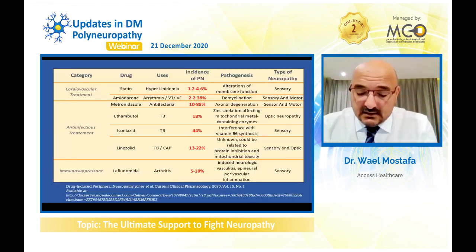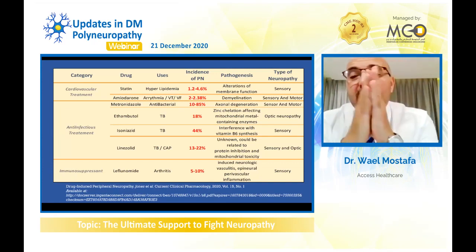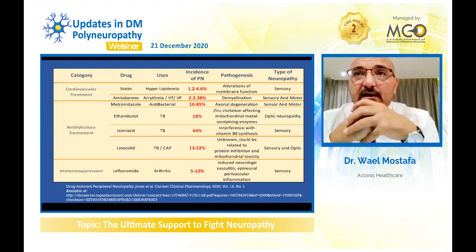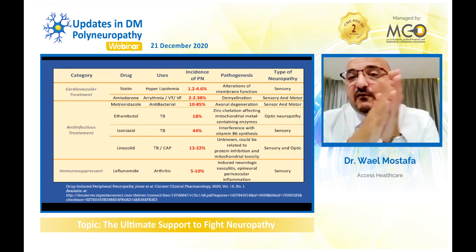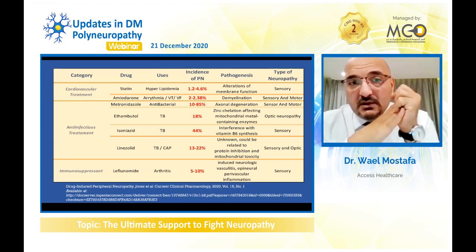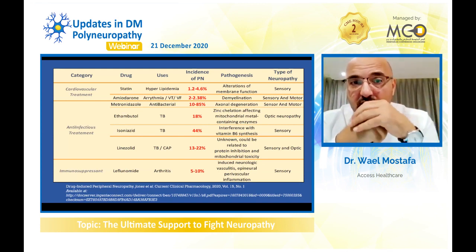In a recent meta-analysis published in Current Clinical Pharmacology in 2020, I will focus mainly on the medications that we are using as doctors on a daily basis, that we're prescribing for our patients. One of them is the statin group, which is for hyperlipidemia. They found that the incidence of peripheral neuropathy reached 4.6%, which is considered a high percentage compared to others.